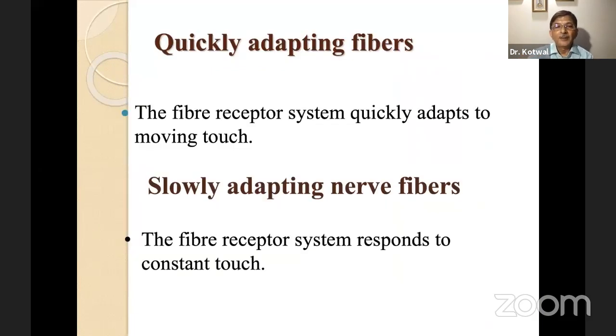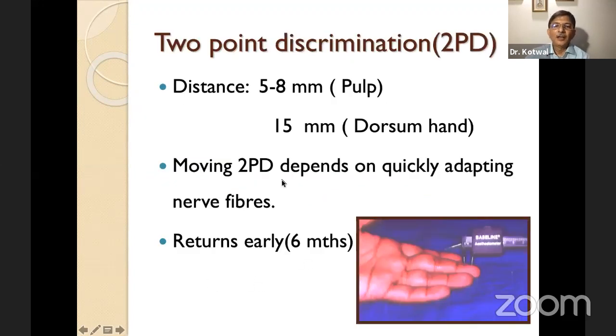For the receptor system in the nerves, there are two types of receptors: the quickly adapting fibers and the slowly adapting nerve fibers. The quickly adapting fibers are responsible for the moving touch, whereas the slowly adapting are responsible for the constant touch. The two-point discrimination is least in the pulp of the finger, where the patient can feel two distinct pinpoints at a distance of 5 to 8 millimeters, whereas as you go more proximal, the distance is more.